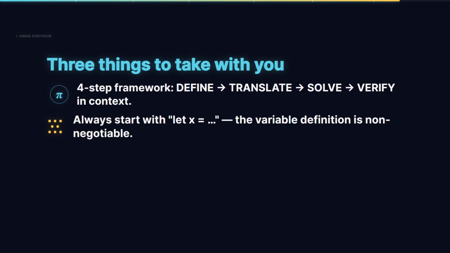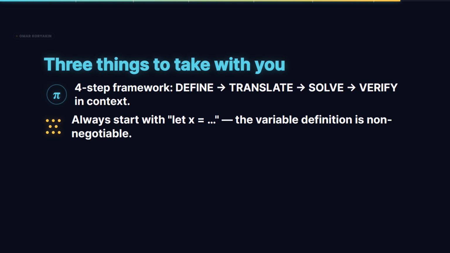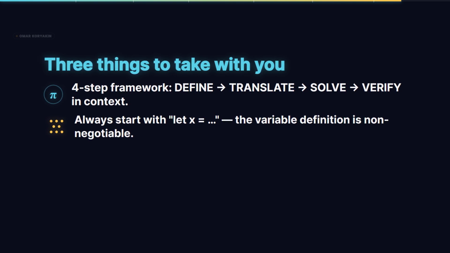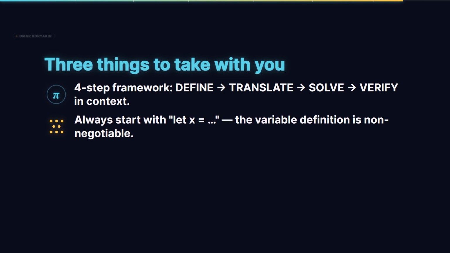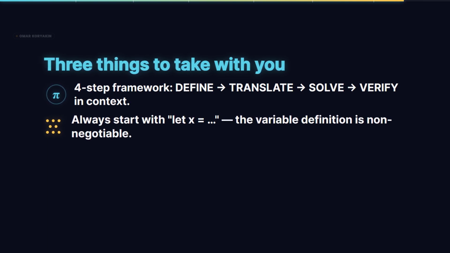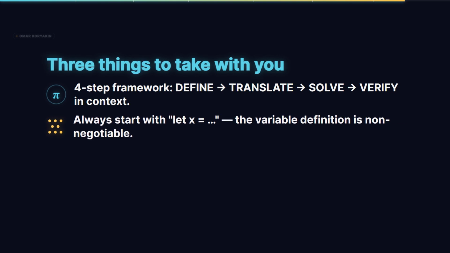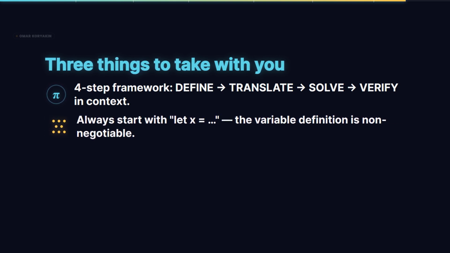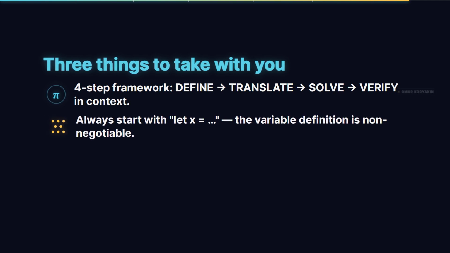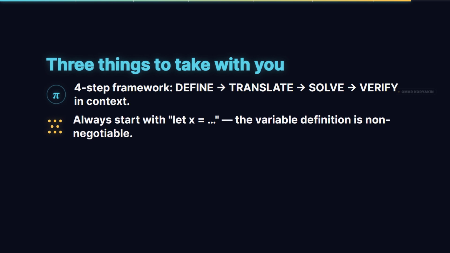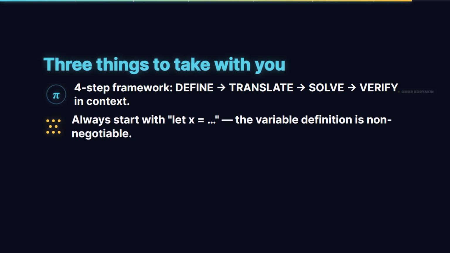Second, the variable definition step is non-negotiable on every word problem. Always write a one-line let statement at the top of your work assigning a specific letter to a specific quantity in the problem, with units when applicable. The variable definition is the foundation that every later step refers to, and skipping it is the single biggest reason students get lost mid-solve on word problems. 10 seconds of deliberate variable definition prevents minutes of late-stage confusion.